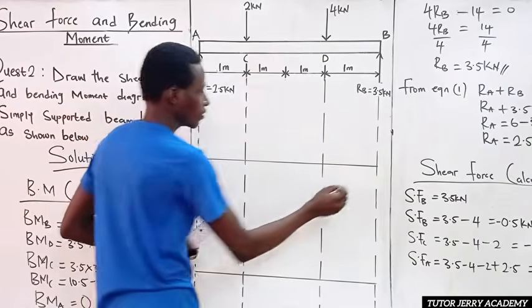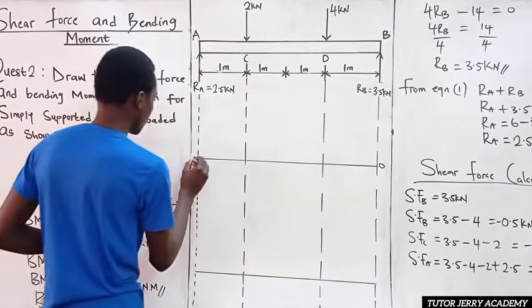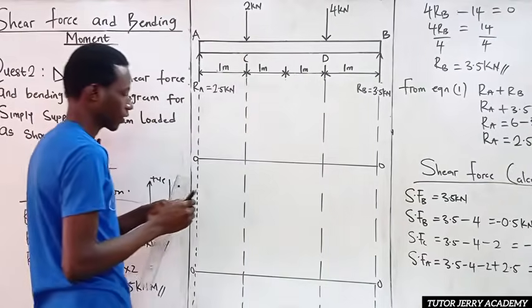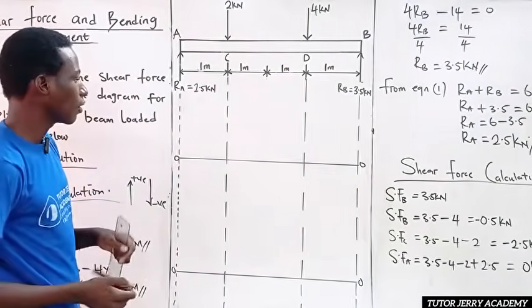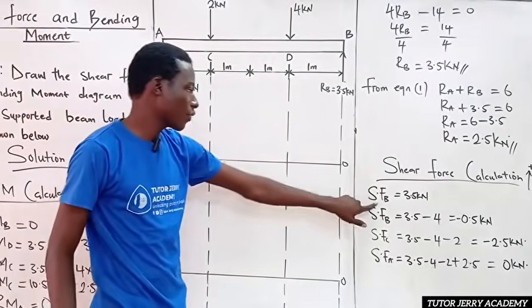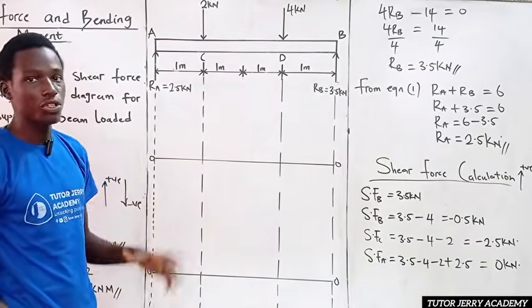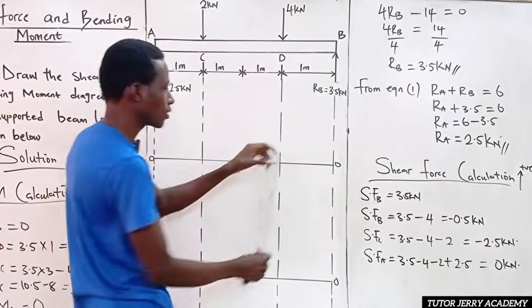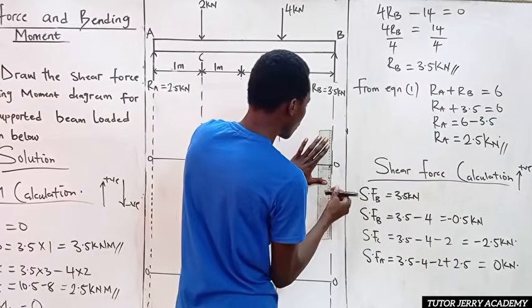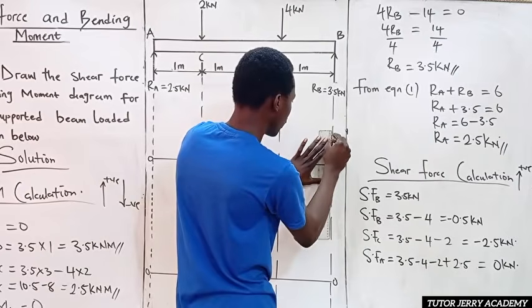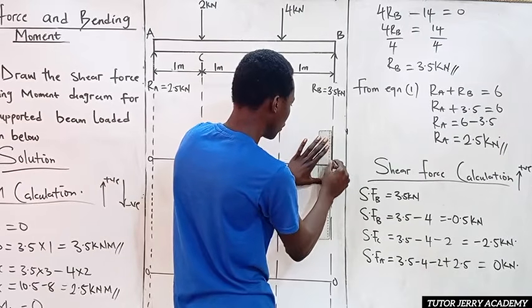Of course, this is 0. This is also 0. Similarly here, this is 0, and this is also 0. Now let's proceed. How do we do this? We have our shear force at point B to be nothing but what? 3.5 kilonewton, which is positive. So we trace 3.5 kilonewton upwards and get a point for that. Let's take here to be our 3.5 kilonewton.